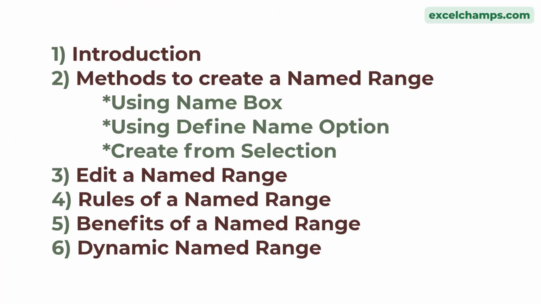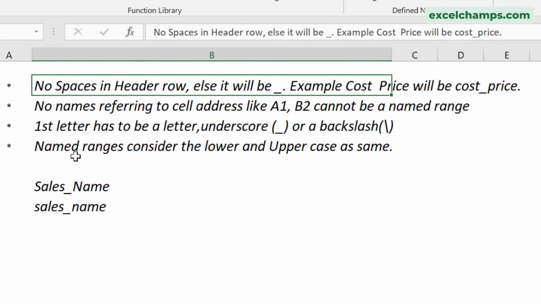Now the fourth point is rules of creating a named range. Until now we have created named ranges. Now there are certain rules which you need to remember before creating a named range. First of all is no spaces in header row. Each and every header should not have a space in it, else while creating a named range Excel will automatically convert the space into an underscore.